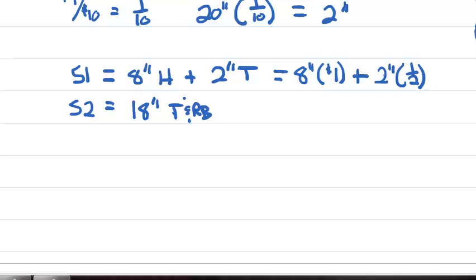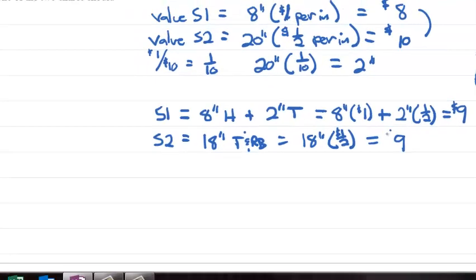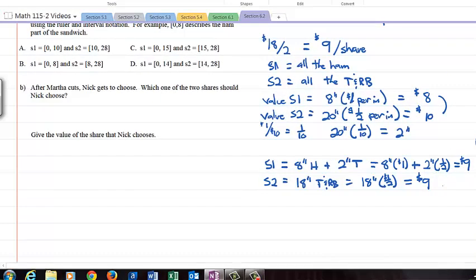8 times 1 is 8. 2 times 1/2 is 1. 8 and 1 is $9. 18 inches turkey and roast beef, 18 inches times $0.50 per inch. 18 times 1/2 is $9. Alright, we've got it. There are two equally valued shares. This is Martha's fair division.